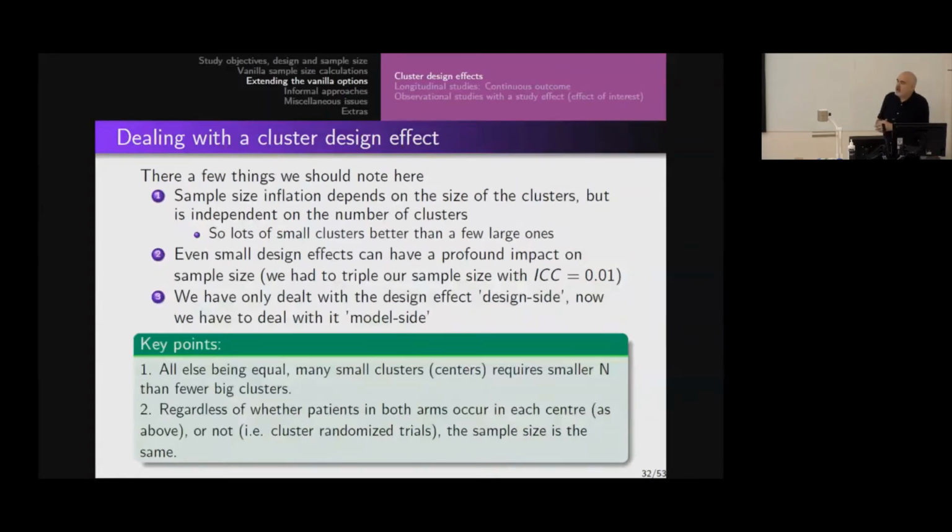Now, I just want you to note a couple of things here. First of all, sample size inflation depends on the size of the clusters themselves, but is independent of the number of clusters. That's not strictly true. It comes out in the wash. But the take-home message here is lots of small clusters are better than a few large ones. In other words, I would be much better off going to 400 hospitals with a lot fewer patients than 27 hospitals with 200.